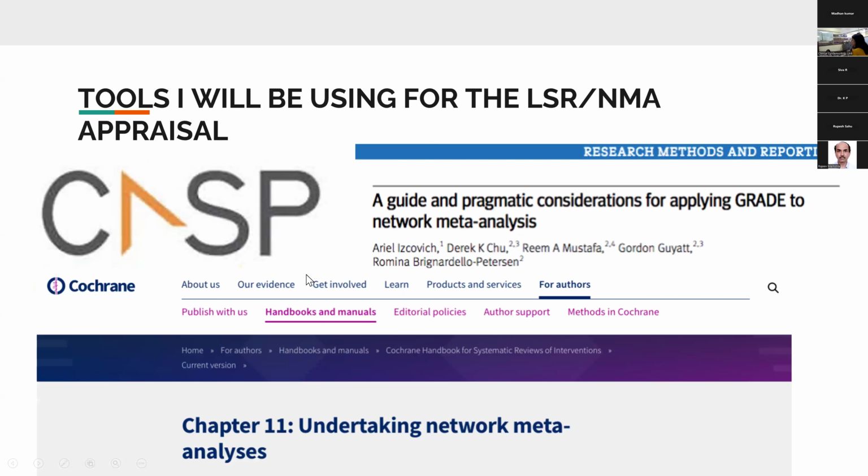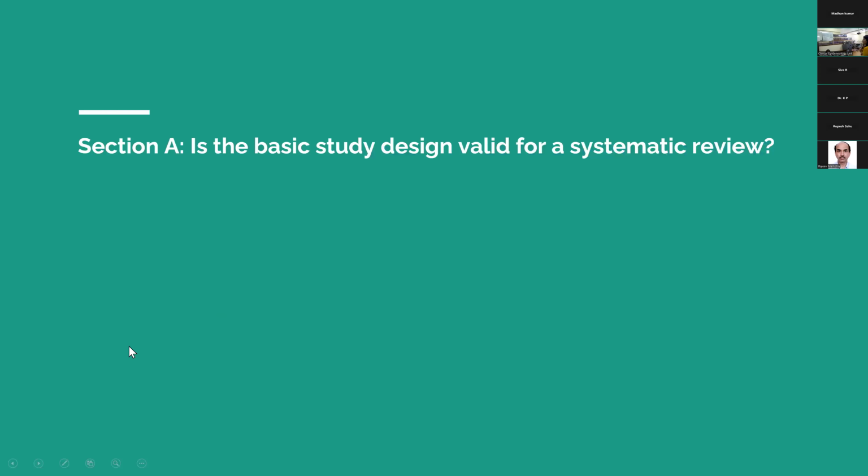So I have used multiple tools to appraise this. For the systematic review part, I looked at CASP, and then I have added some considerations for a living systematic review, and I have also looked at GRADE and Cochrane documents for appraisal of the NMA part of it. So we will get into the systematic review part of it.